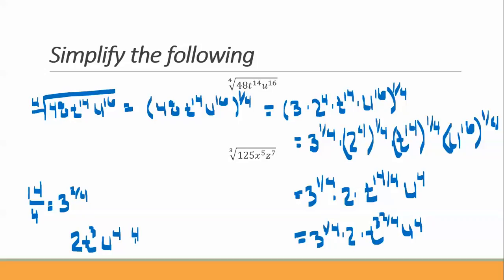And then we take the 4th root. 3 to the 1/4 is the 4th root of 3. T to the 2/4 is the 4th root of t squared. So we end up with the same answer we did previously, but in a different way. You can use either way that works for you.